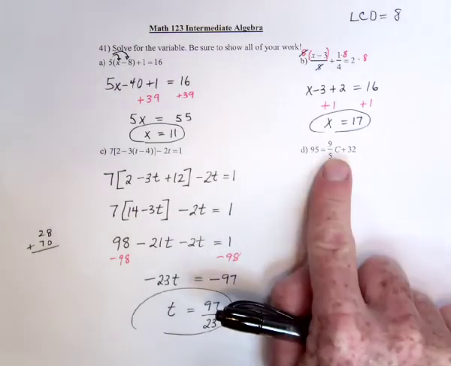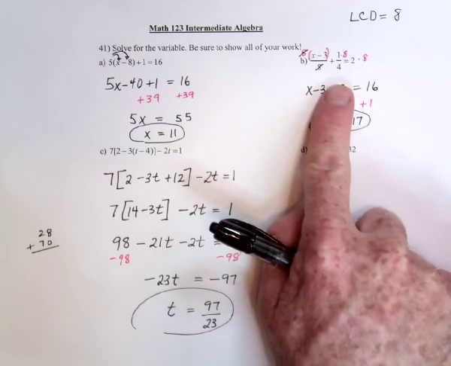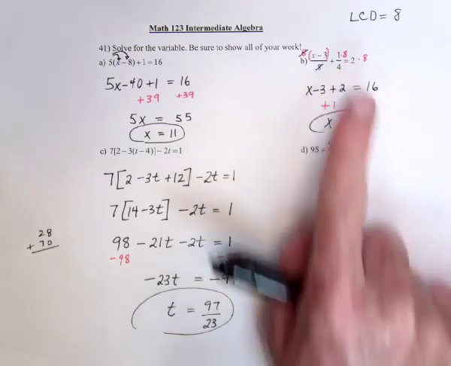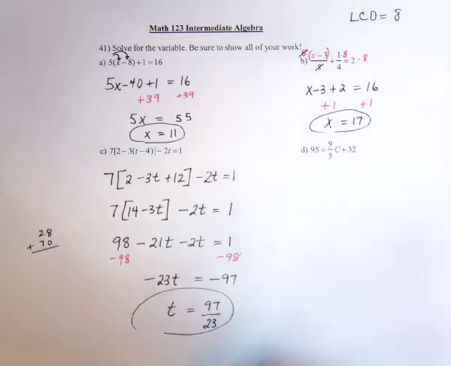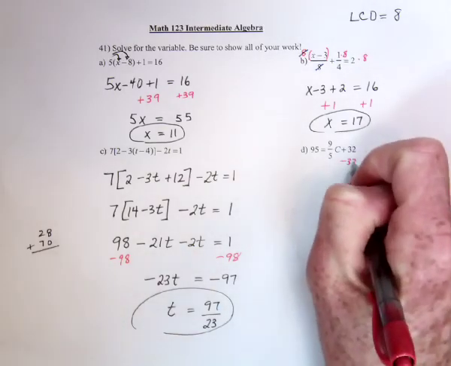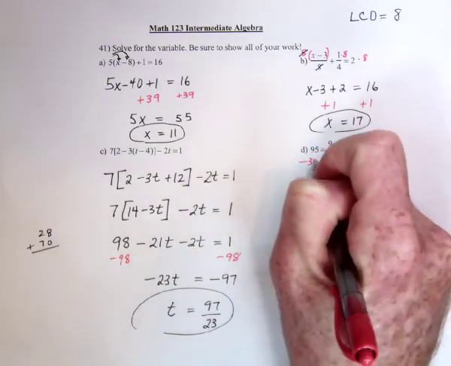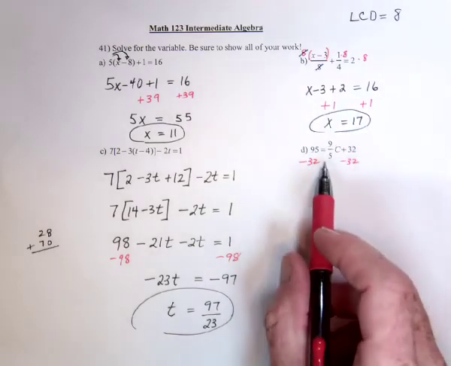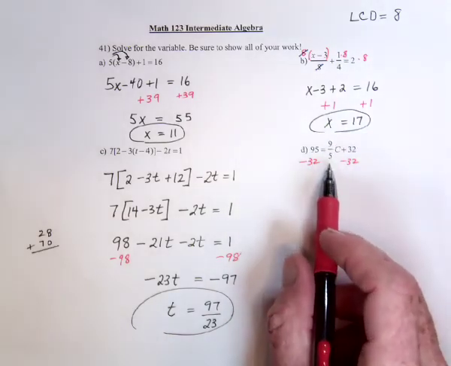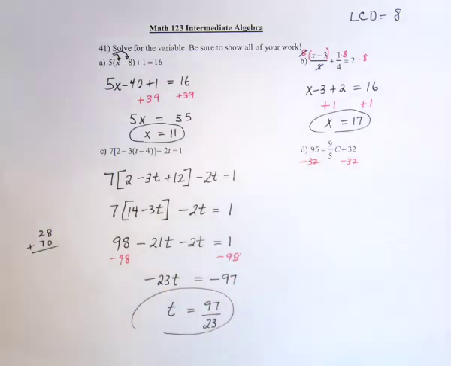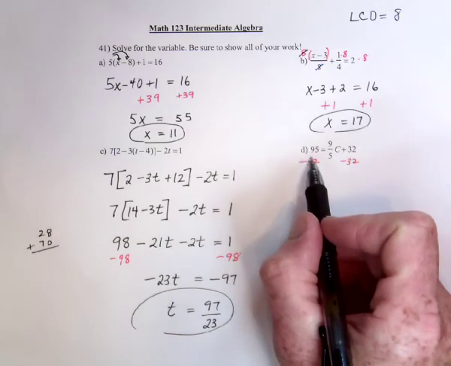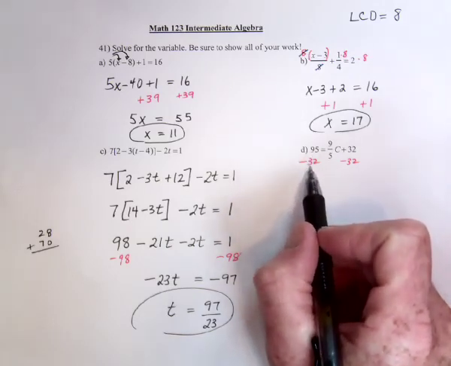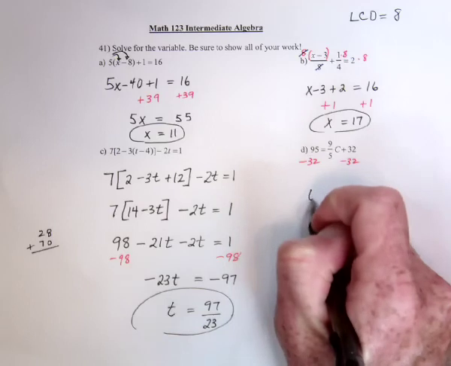Over here, you could do the same thing that I did over here, use the least common denominator to clear the fraction. But with this one, all I really need to do is subtract the 32. This, by the way, looks like the formula for converting from Celsius to Fahrenheit or Fahrenheit to Celsius between the two systems. Anyway, let's see. Back to something more interesting. If I subtract these, it's going to leave 63.